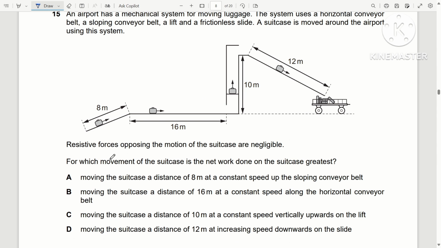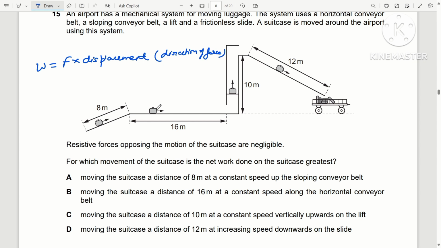Question 15. An airport has a mechanical system for moving luggage. The system uses a horizontal conveyor belt, a sloping conveyor belt, a lift, and a frictionless slide. A suitcase is moved around the airport using this system. Resistive forces are negligible. For which case is the work done greatest? So we know that work done is equal to force into displacement in the direction of force.